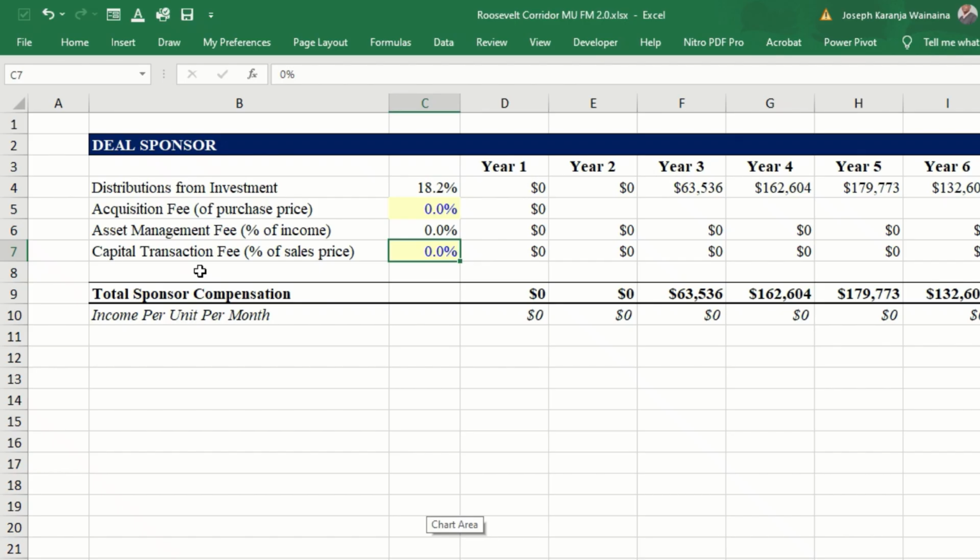These are now the deal sponsor logic inputs. Here, in case we are paying a sponsor fee to the GP, because the distribution is 18.2, if there's an acquisition fee or purchase price, we indicate it here. The asset management fee we indicate here. In case we have a capital transaction fee, we can indicate it there. Here below we have the total sponsor compensation on an annual basis.